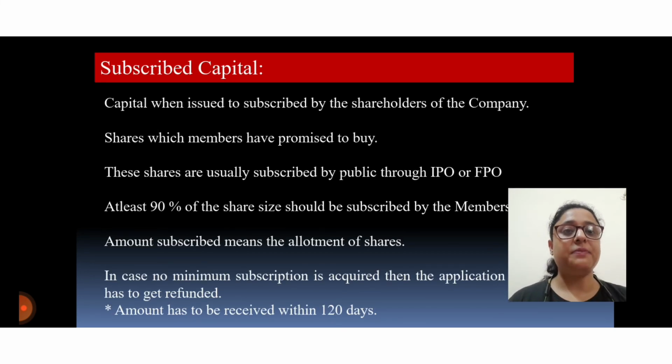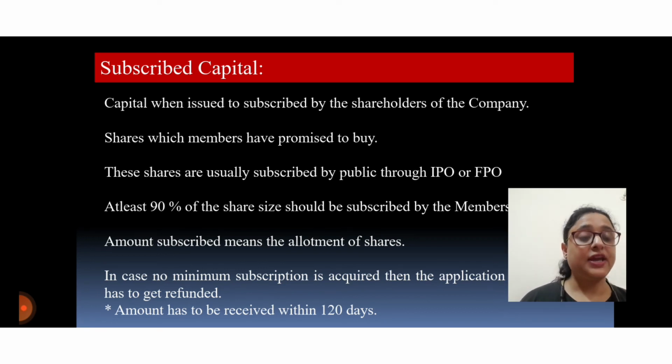Now comes the subscribed capital. I already told you, capital when issued to be subscribed by the shareholders of the company. When the shareholders come to subscribe the shares, like you subscribe to Amazon or Flipkart, just like that, the shareholders also come to the company and subscribe these shares. There is a certain condition that whenever you are issuing the shares, the issuance will be successful only when 90% of the shares are subscribed by the members. Then only you can allot the shares.